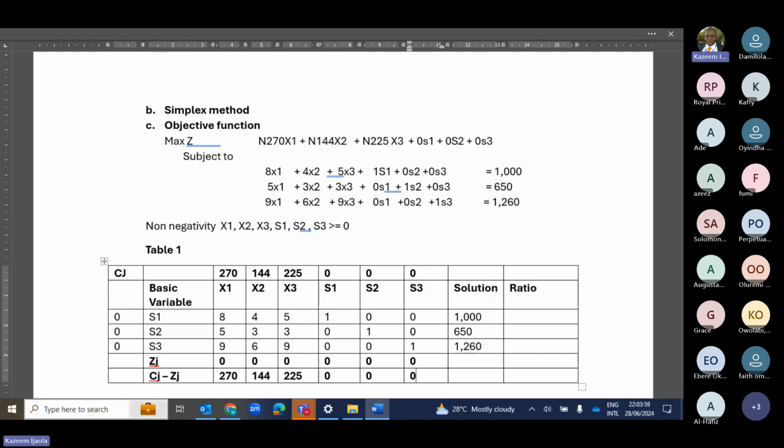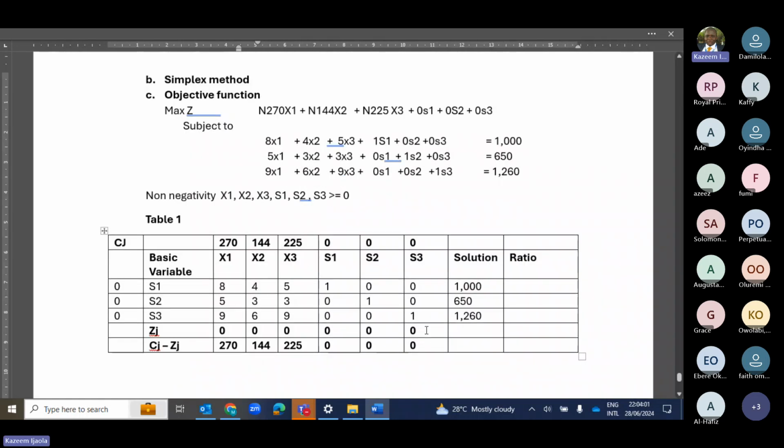Okay. Now, have we reached our optimal solution here? No, we have not even started. You said we have not even started. That's hilarious. We have not even started. So sincerely, we have not started. So since we have not started, now let us start.